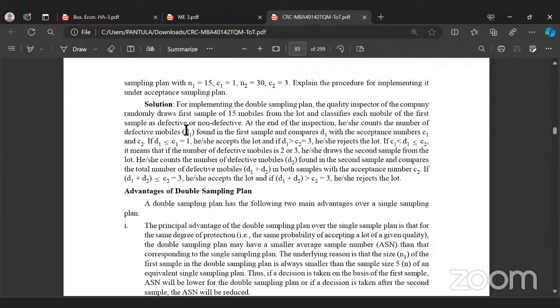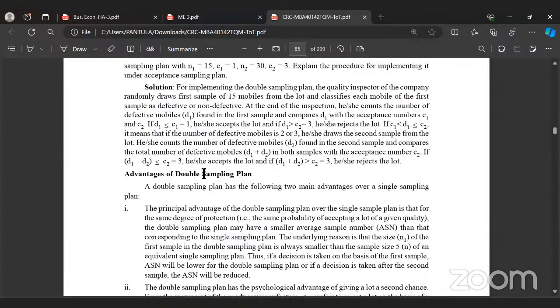So here we will have D1. Out of 15 mobiles in the first sample, we check defective or non-defective. At the end of the inspection, the number of defectives D1 found in the first sample is compared with C1. If D1 is less than or equal to C1, which is 1, then accept the lot. If D1 is greater than C2, reject the lot. So if D1 is between C1 and C2, that is 2 or 3, that's how it is going to be calculated.